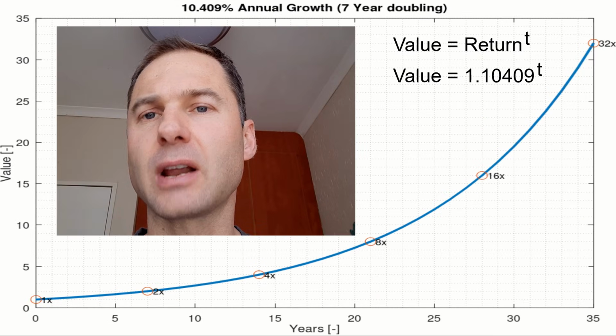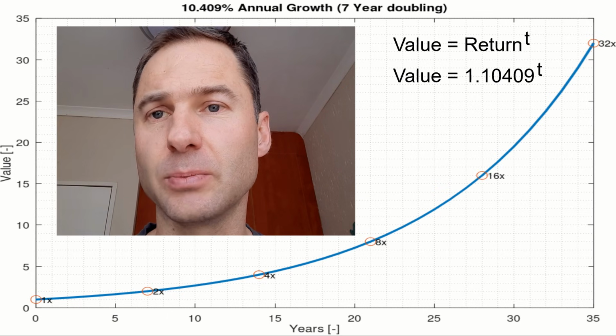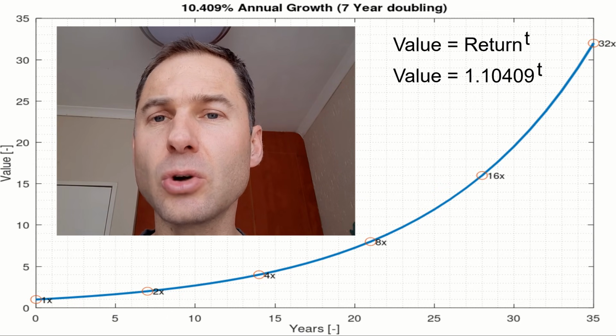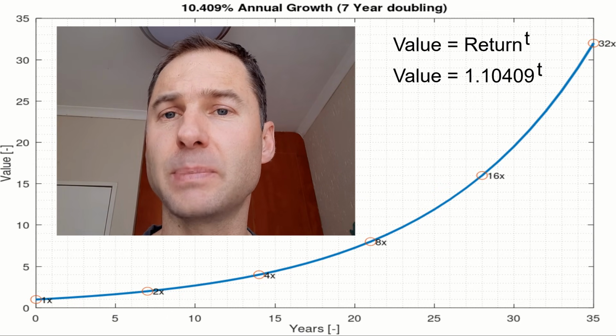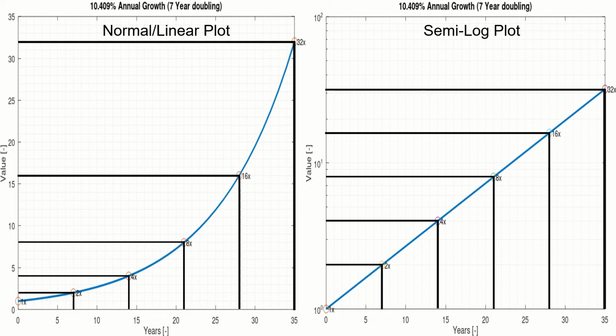Here's an exponential growth example. I'm using 10.4% growth every year in this example, something very similar to the stock market returns over extended periods. Let me plot this on a normal and semi-log plot side by side. Suddenly, the exponential growth becomes a straight line in semi-log. We have only changed the scale on the y-axis.